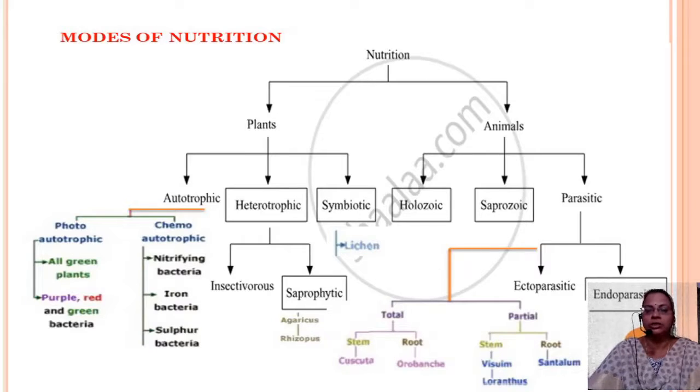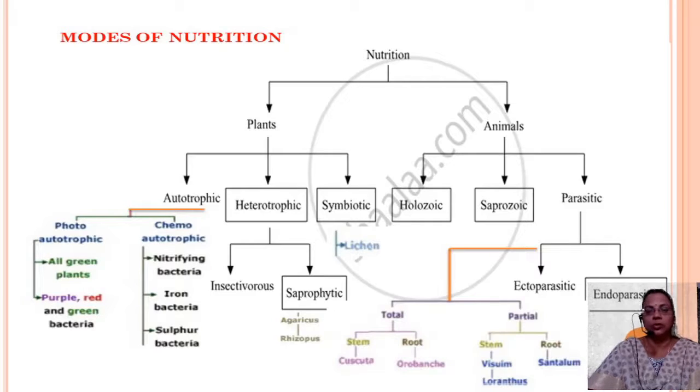Holozoic mode of nutrition means the organisms which will engulf the food, and the digestion takes place inside the body. Typical example is amoeba. Amoeba will engulf the food with the help of pseudopodia, and inside the body the digestion takes place, and undigested waste materials will be thrown out through the body surface. That is called holozoic.